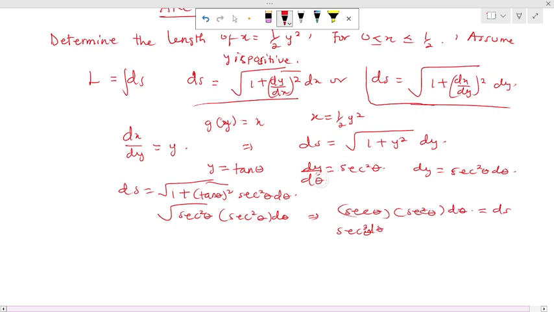But here, what will be the limit for the integral? Remember that the interval given was on the x-axis. They said x is greater than or equal to 0, but less than or equal to half. Meaning we have to find the corresponding values in y. So how do we get that?